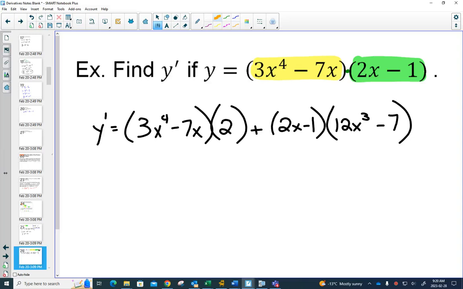If you had to simplify this and multiply it all out, that would still take some time. But most of the time, you'd be allowed to leave your answer unsimplified like this. And once again, you get your answer in one step.